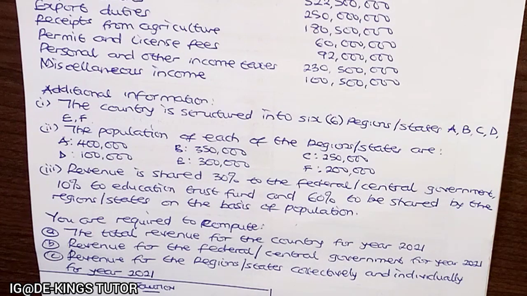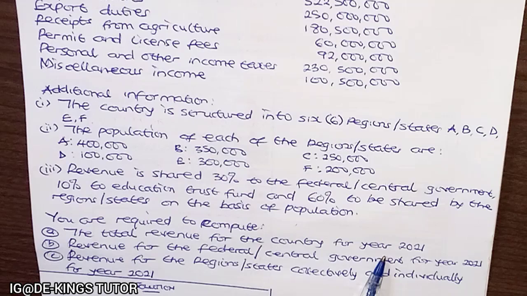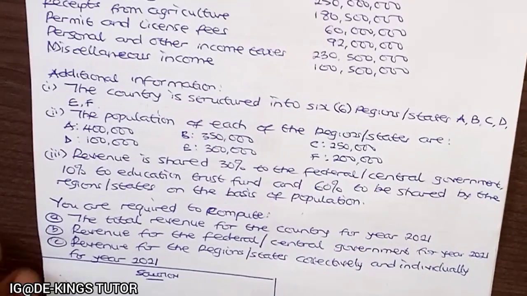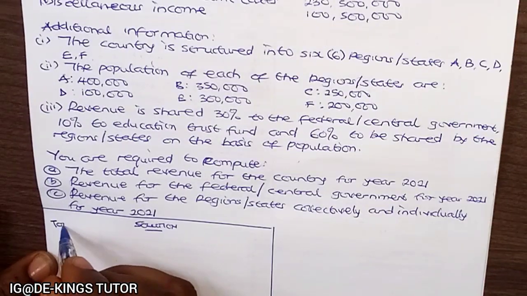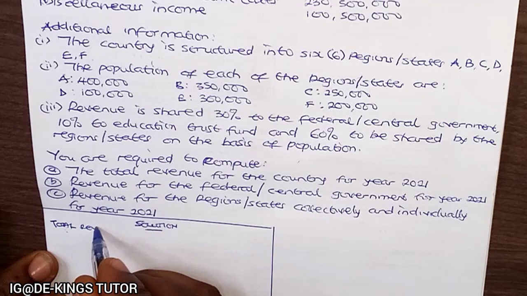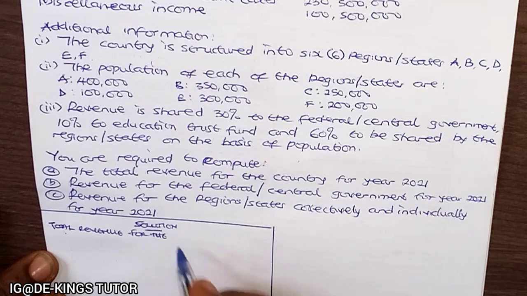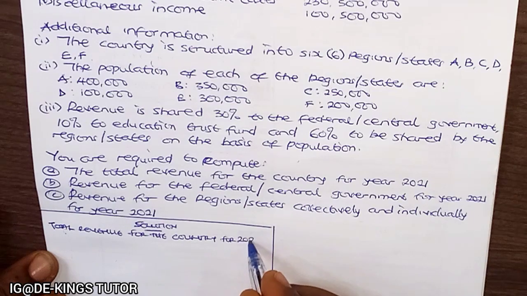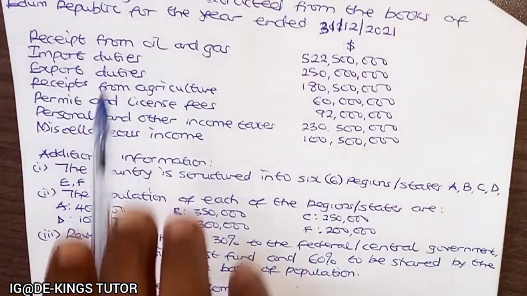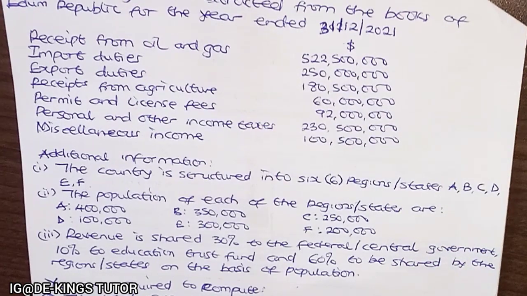Now this question is as regards the public sector. The first thing they ask us is the total revenue for the country for the year 2021. So that is what we are going to prepare now. Total revenue for the country for 2021. We're going to add these revenues.